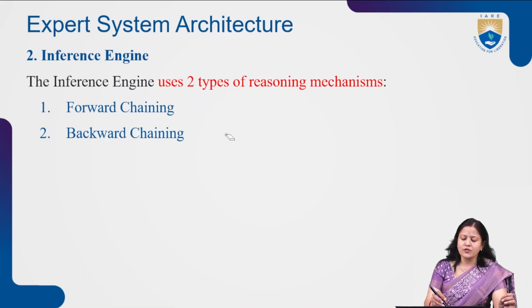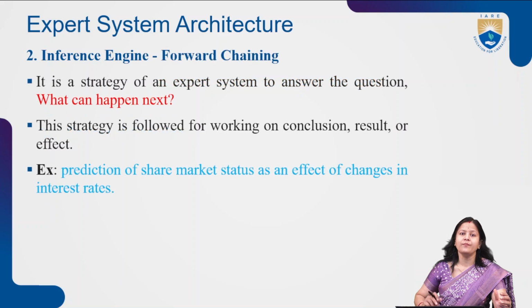So forward chaining means what? We will move forward, left to right, and try to find out the solution for a particular problem. That is called forward chaining. But how the problem was solved, like identifying the origin, that is called backward chaining. Now I will show you with the help of a diagram. So this is what forward chaining is.